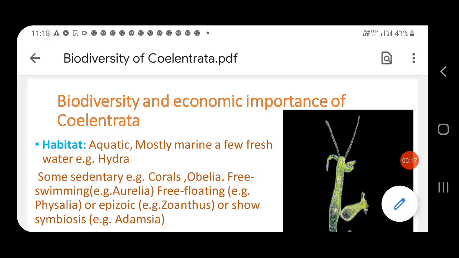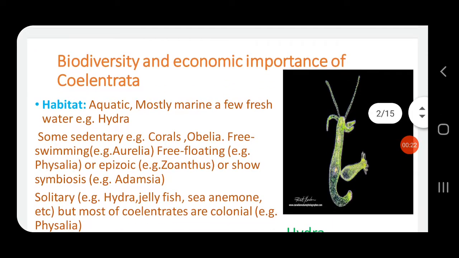Today I will talk about the general characters of the group Coelenterata. Here in this picture, you can see the photograph of an organism known as Hydra, which belongs to this group.